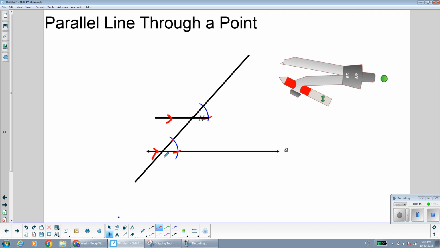And the reason why it's parallel to the original is because we created these congruent corresponding angles. And when corresponding angles are congruent, the lines are parallel.